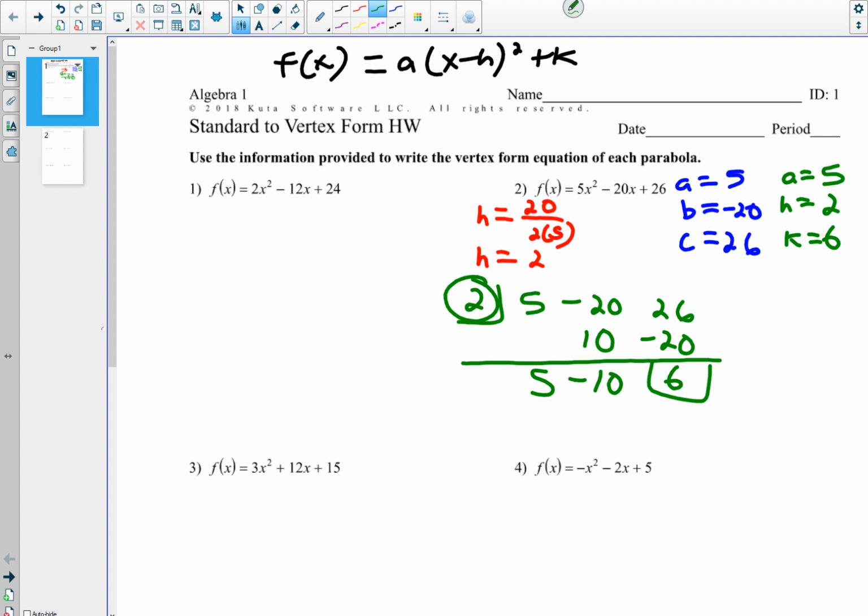I could do it really, really fast. Well, I know I'm adding. I'm always adding, but when you're adding a negative, yes, it's the same as subtracting. 26 plus negative 20 is the same as 26 minus 20.